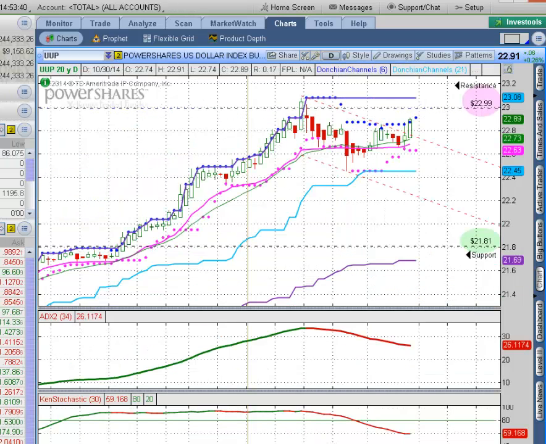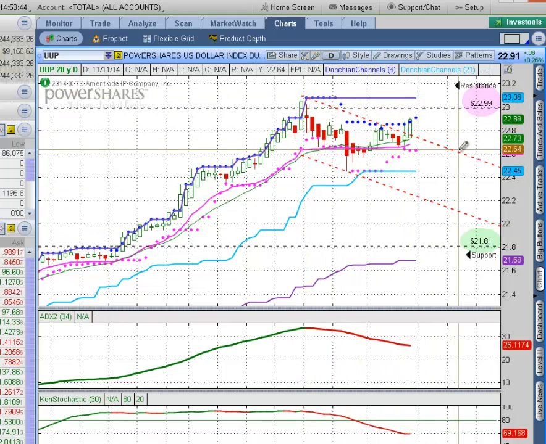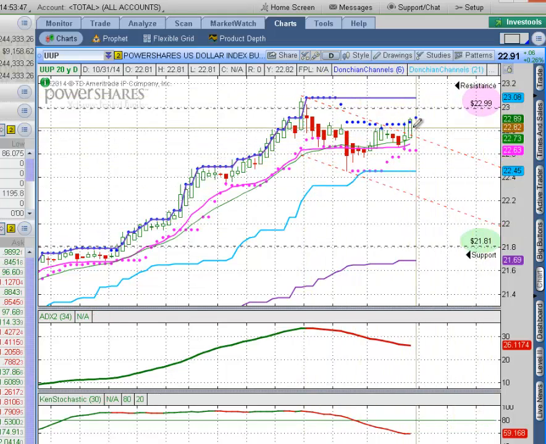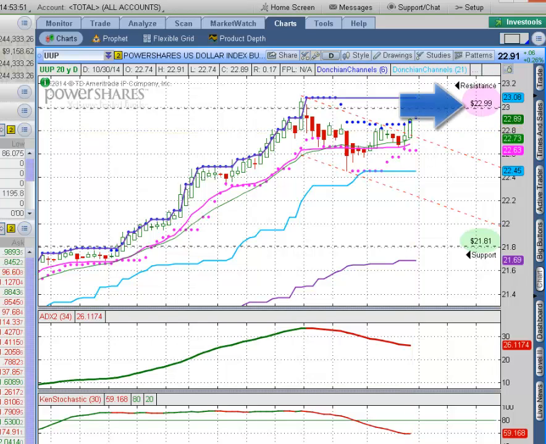The US dollar closed up. Price has broken above this short-term downtrend channel as seen by these red dashed lines. Resistance is at 22.99, and it looks like we're going to take another try to break it. Support is at 21.81 as seen by the green oval.